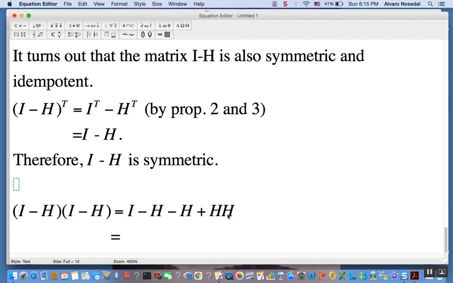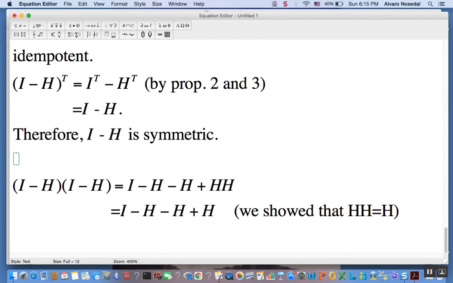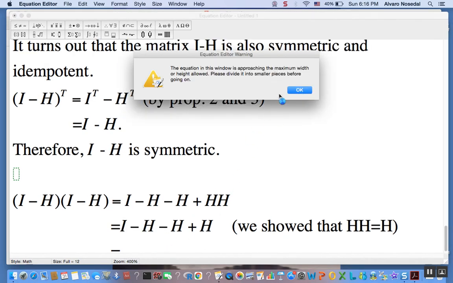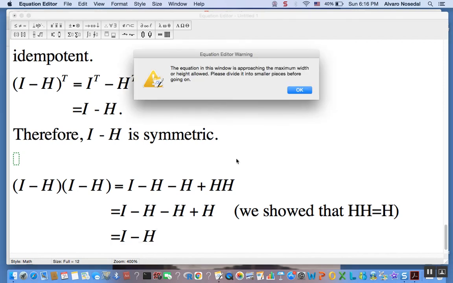But guess what? H times H equals H. We have shown that H is idempotent. So let me just copy-paste this. And this guy here, it's just H. And just say that we showed that H times H equals H. H is idempotent. Now, minus H plus H, that's 0. So I minus H, that's what we have here. So we have shown that I minus H times I minus H equals I minus H. So I minus H is idempotent.